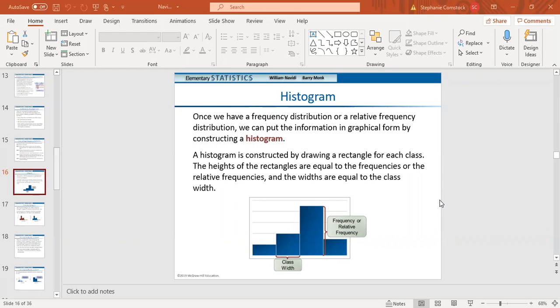So when we're looking at this, our class width will be across the bottom, and then we can either use frequency or relative frequency up the side. Okay, so we're going to take a look here at a couple of examples. We're going to start with number 4 over here, and I realize that I've got my lovely little answer key version here. But here's what we're looking at.